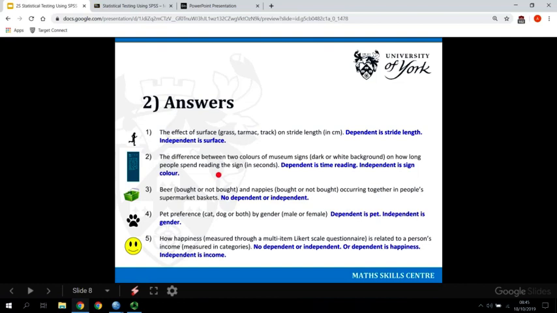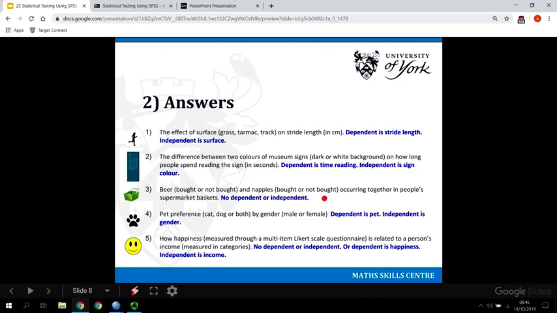The second one, we're looking at the difference between 2 colours of museum signs, and we're timing how long people spend reading the signs. So our hypothesis is that the colour of the sign affects the time people spend reading. So therefore the time that people spend reading is dependent on the colour of the sign. Therefore the time reading is our dependent and the sign colour is our independent.